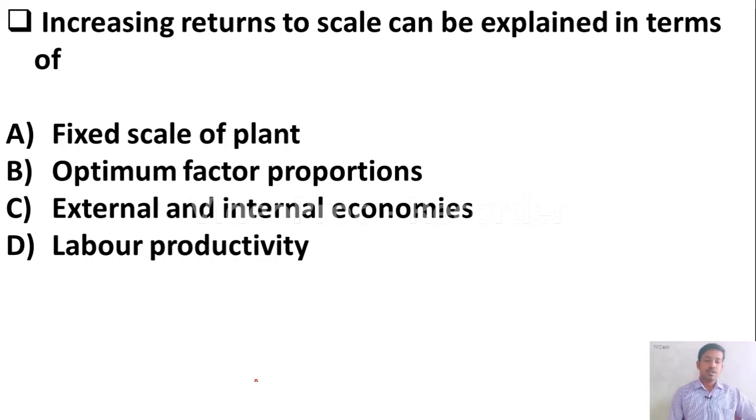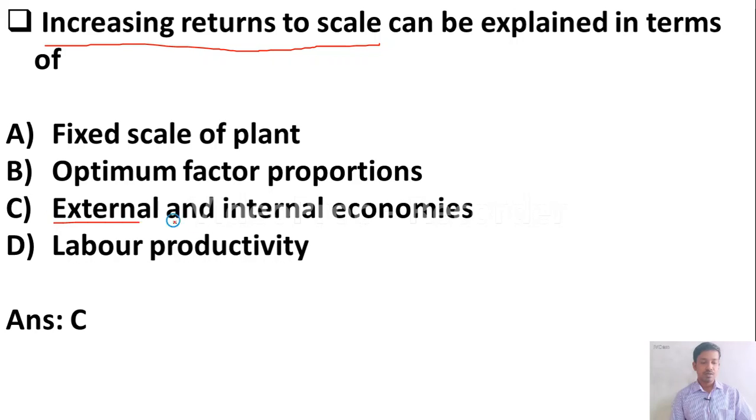The next question is, increasing returns to scale, IRS, can be explained in terms of: option A, fixed scale of plant, option B, optimum factor proportions, option C, external and internal economies, option D, labor productivity. Yes, increasing returns to scale can be explained in terms of external and internal economies.